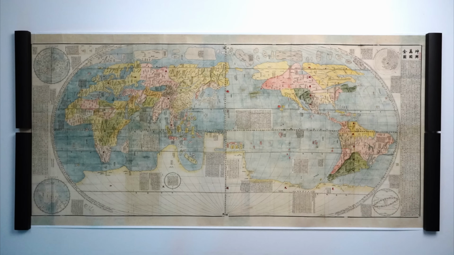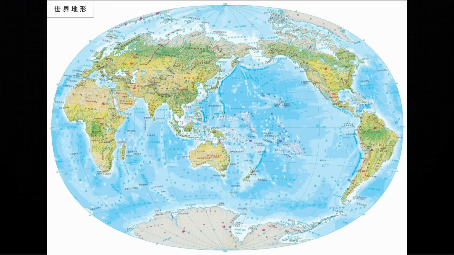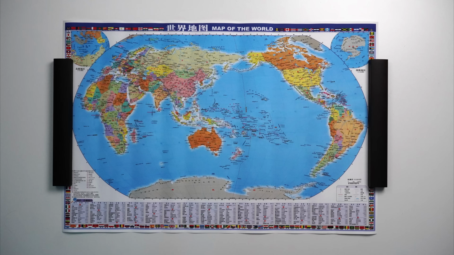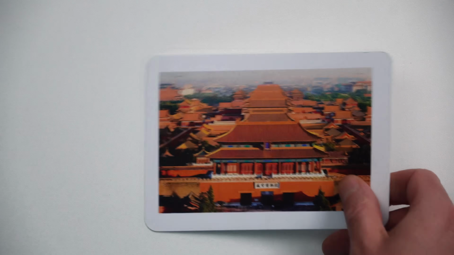He was trying to look at the world through Chinese eyes. And this way of depicting the world, with the Americas on the right, China closer to the center, has stuck with Chinese maps of the world ever since, going right up to the map of the world that we see today. Ricci lived in China for 28 years. And in 1601, he was given permission to move to Beijing.